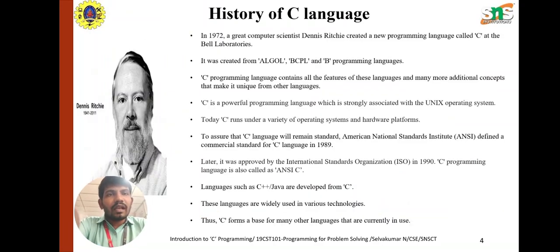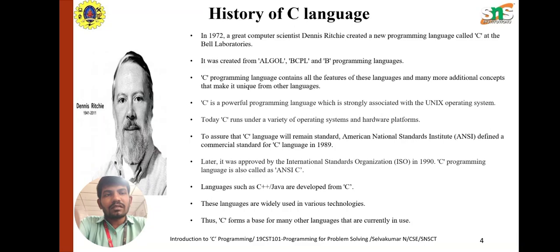In the history of the C language, Dennis Ritchie is the main person behind C programming, because it was created from ALGOL, BCPL and B. C is a powerful programming language, strongly associated with the Unix operating system. Today, C runs under a variety of operating systems and hardware platforms, and it is to assure that C will remain standard.